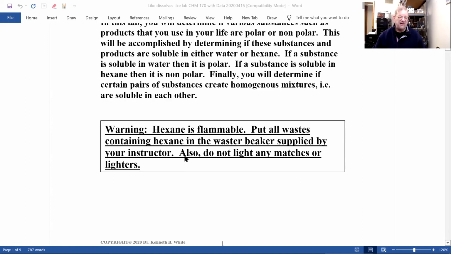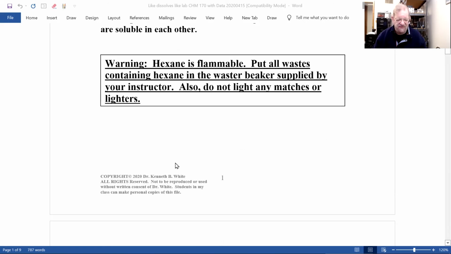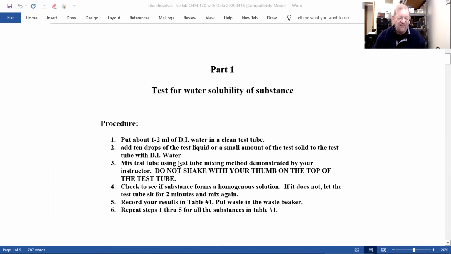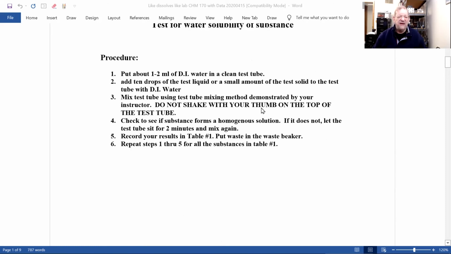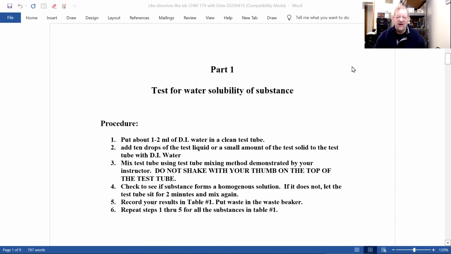And if we were in the lab, I'd tell you hexane is flammable like gasoline. Be careful with it. In an organic chemistry lab, we never light a match or a lighter or a Bunsen burner, instant fire. Now, let's look at the lab. In part one, you take some small test tubes, which you have in your drawer if we're in the lab, and you put about 1 to 2 milliliters of DI water.